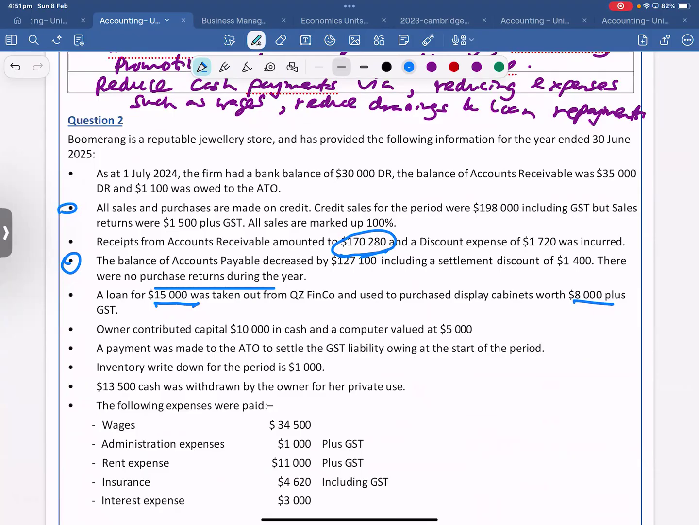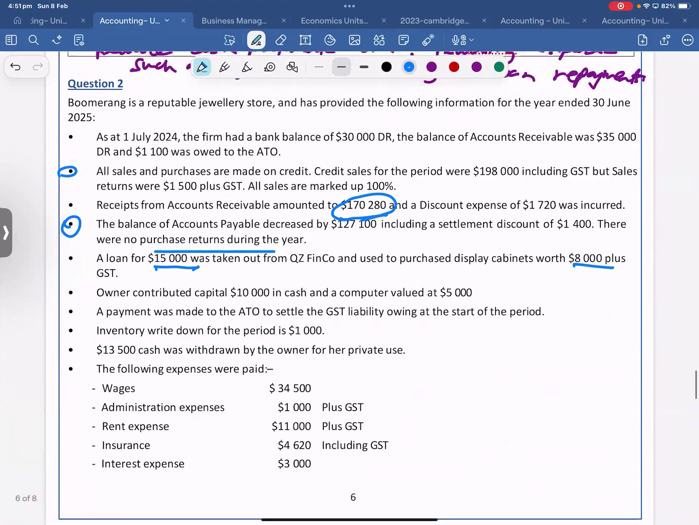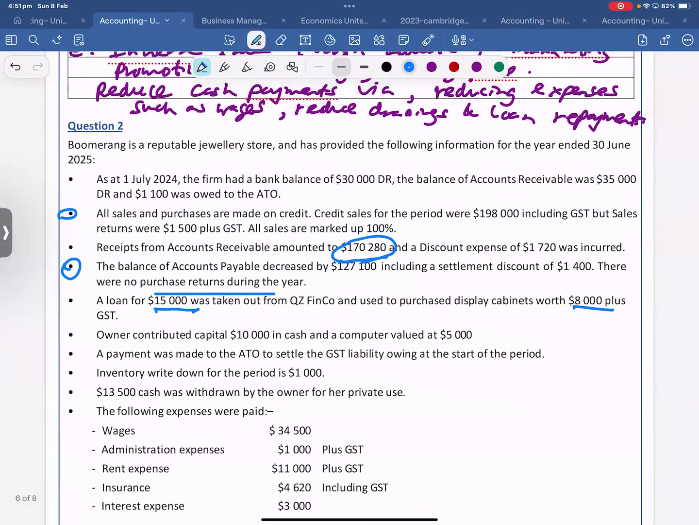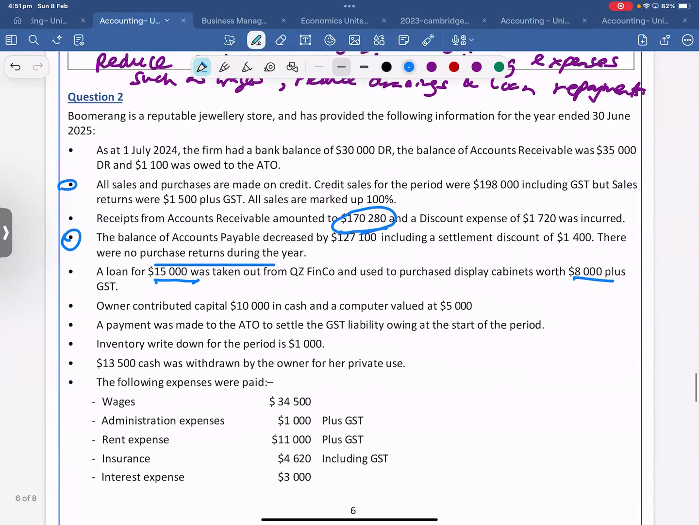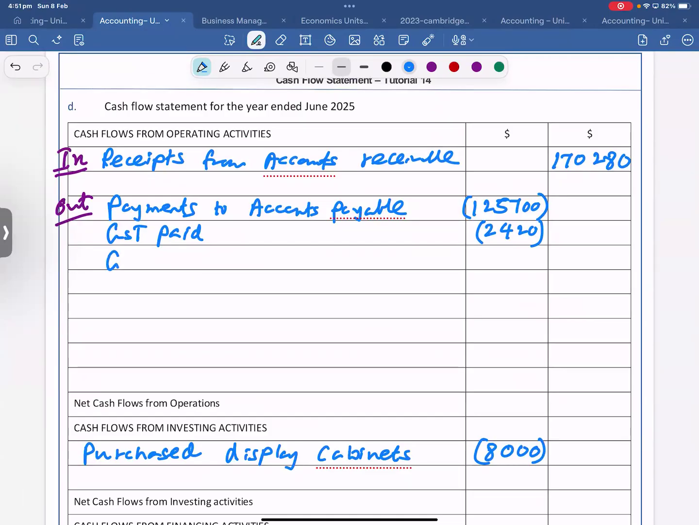Right. The next one, payment was made to the ATO to settle the GST liability owing at the start of the period. So how much was owing at the start of the period? 1,100, yes. So then what will happen to that? GST settlement, 1,100.